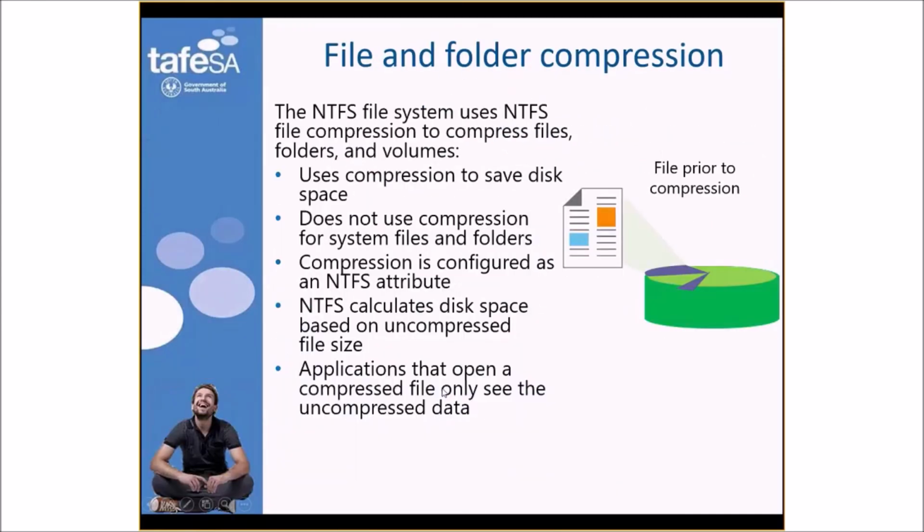All right. So folder compression, we spoke about that. So basically NTFS uses file compression to save disk space. It does not use compression for system files or folders. Compression is configured as an NTFS attribute or property. NTFS calculates disk space based on the uncompressed file size. So it might still be displaying the same size, but it's actually been compressed. Applications that open the compressed file will only see the uncompressed data. So it does decompression, I think that's the word, before it actually reads it.